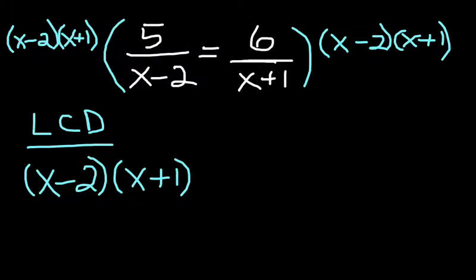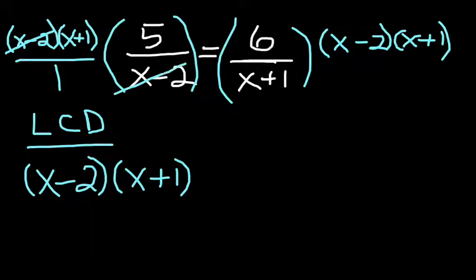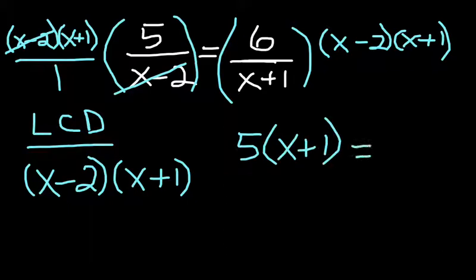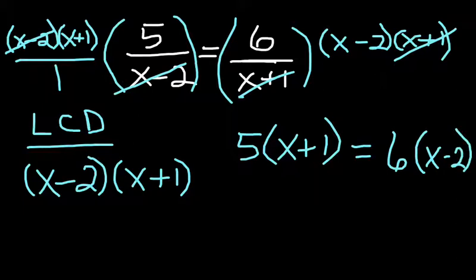Now, notice when I multiply this side times x minus 2 and x plus 1, the x minus 2's cancel, and that just leaves for my numerator 5 times x plus 1. On the other side, the x plus 1's cancel. That leaves 6 times x minus 2. Now the good news here is that our denominators are all gone. And so now we just have a regular equation to solve.